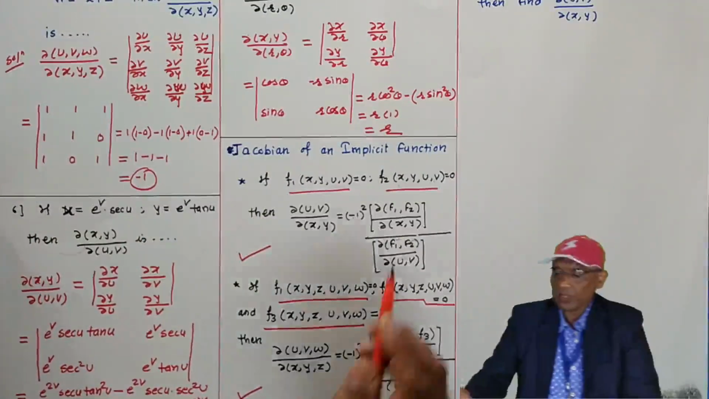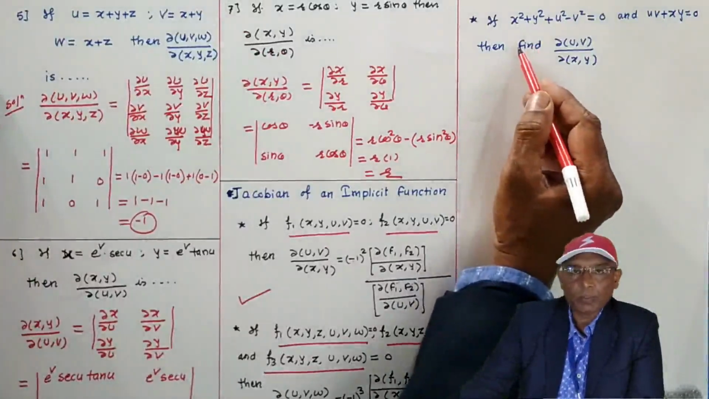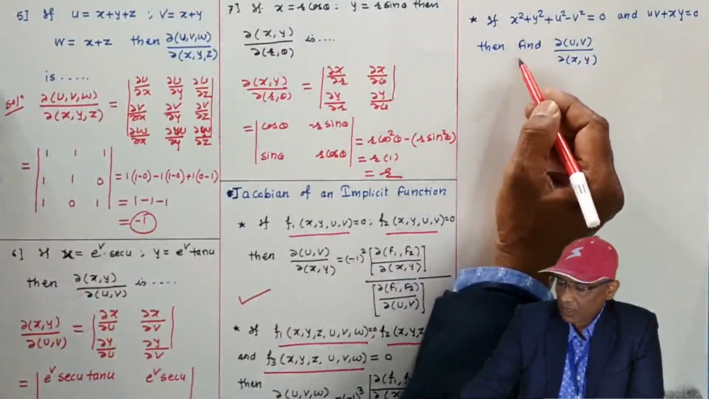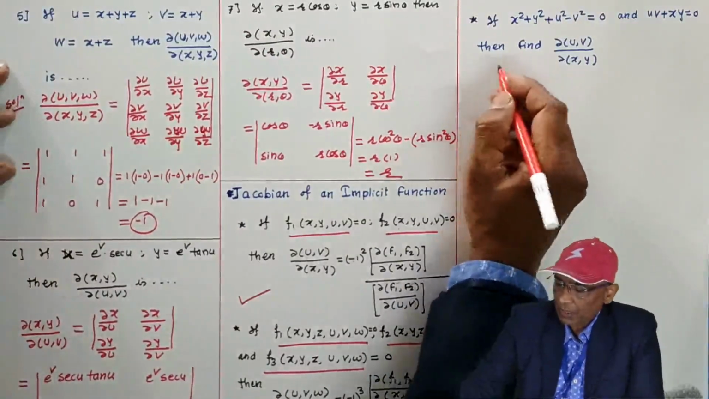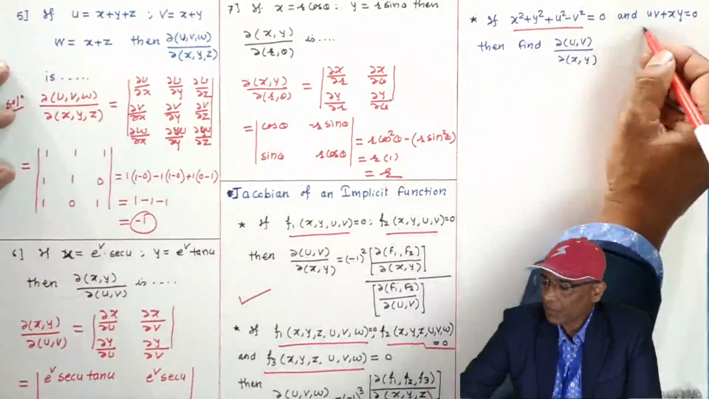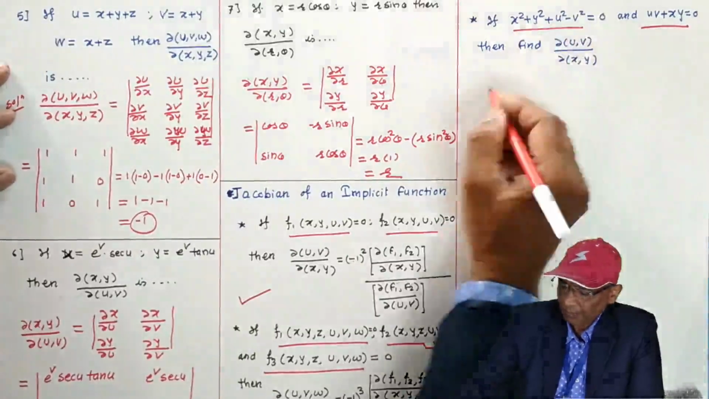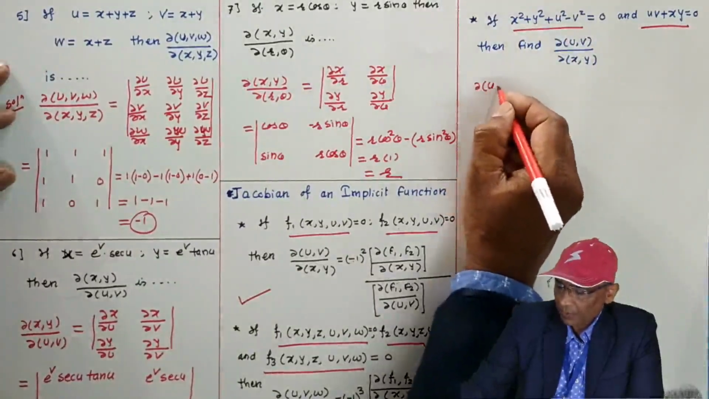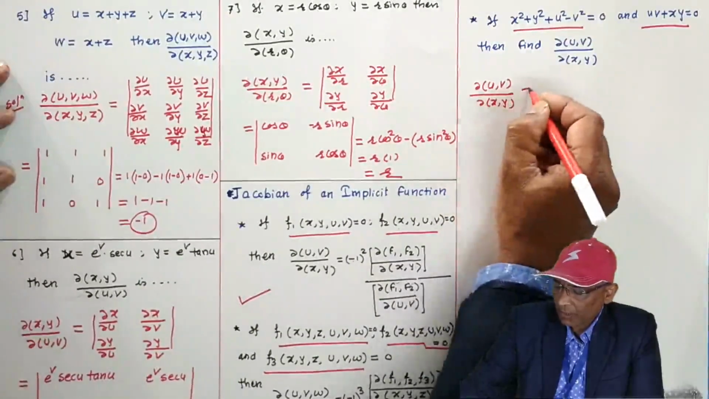Now a very simple problem we are going to discuss. As I told you, problems on Jacobian of implicit function are less likely to be asked in the examination. But as a formality, I am taking one problem on this. See, this is an implicit function, meaning u and v are not given in terms of x and y. The x y u v are mixed. Here by definition, how to write this implicit function?